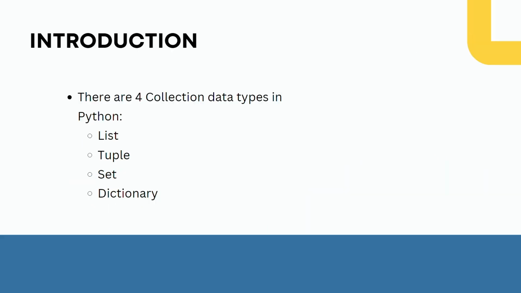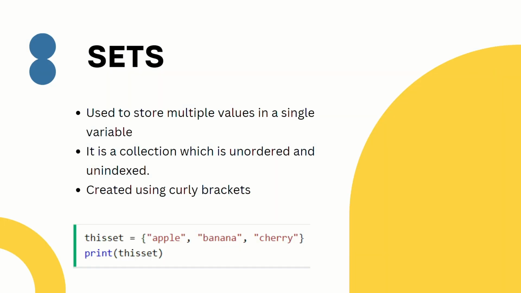So let us begin. Like we have seen in the previous videos for tuples and for list, there are four collection data types: list, tuple, set and dictionary. So we have already seen list and tuple, and today we are going to see set. So set is used to store multiple values in a single variable. It is a collection which is unordered and unindexed. So it is created using curly brackets.